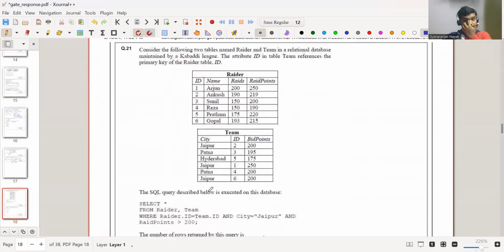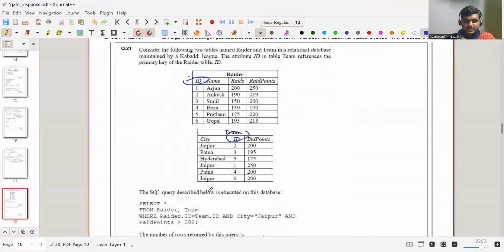Consider the following two tables named reader and team in the relational database. The attribute ID in table team references the primary key of the reader table ID. Okay, so team ID is the primary attribute.